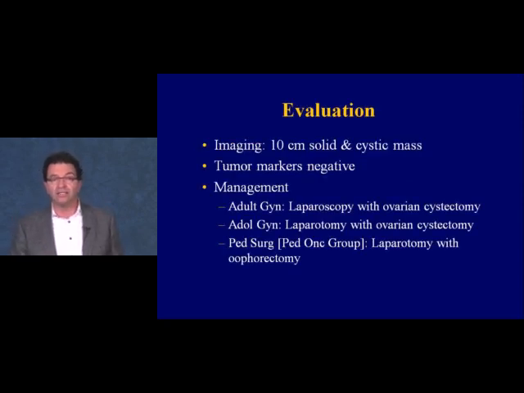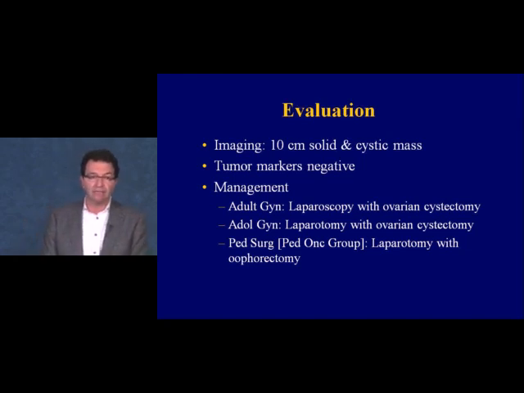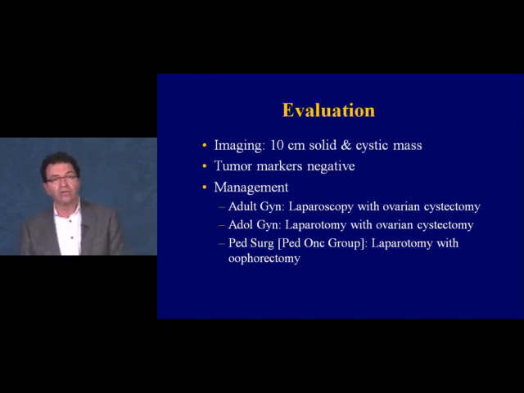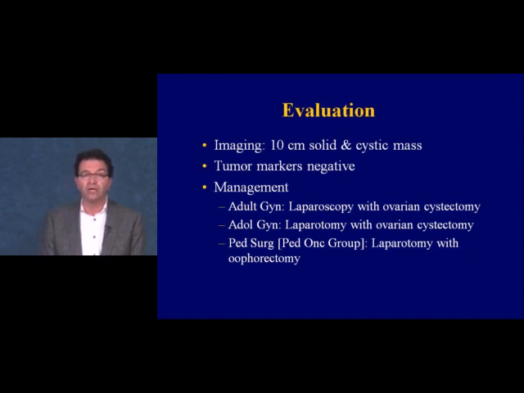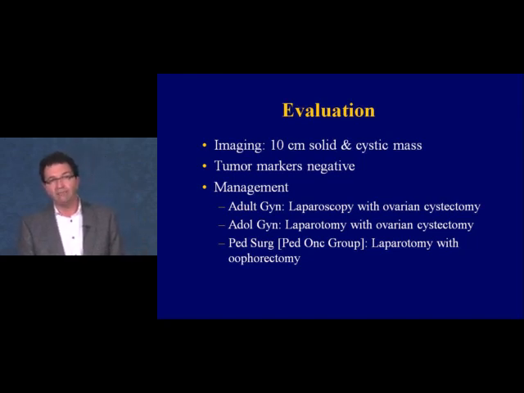A 16-year-old presents with an abdominal mass identified on a routine yearly visit with her primary care, and you want to evaluate it. It's a 10-centimeter solid and cystic mass. Tumor markers are negative. And then the question is, how does this patient get managed? Well, this really relies on where the patient is referred. And the management can vary, and the varied types of management are all justified by the appropriate professional societies.